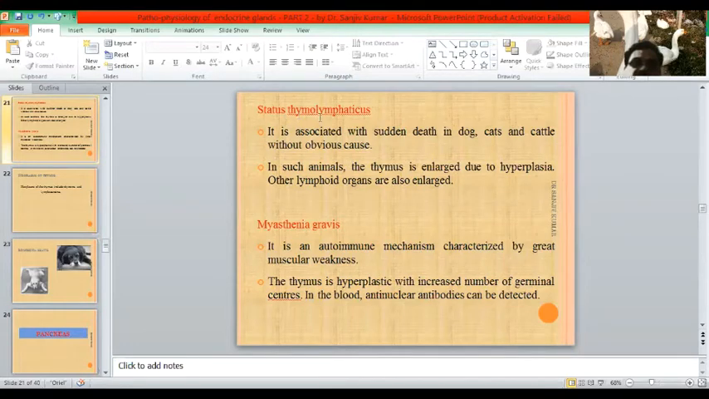So status thymolymphaticus in dogs, cats and cattle causes sudden death without showing any symptoms. The animals die. And myasthenia gravis is related to paralysis of the muscles due to some derangement in the nervous system. In this case, the muscle will become paralyzed and weak. Myasthenia gravis is a very painful condition.